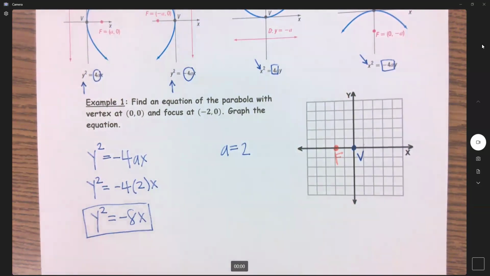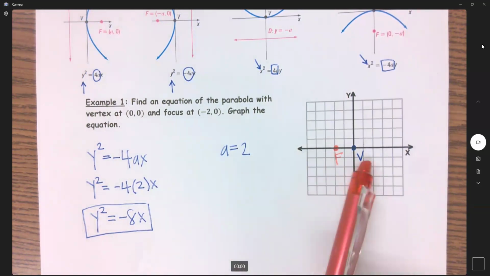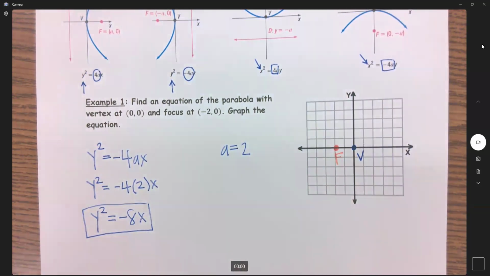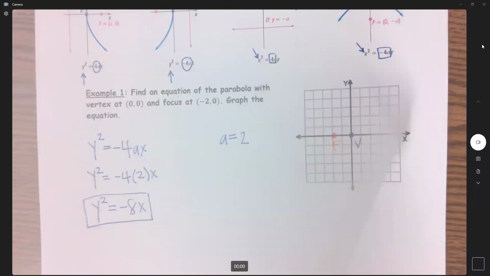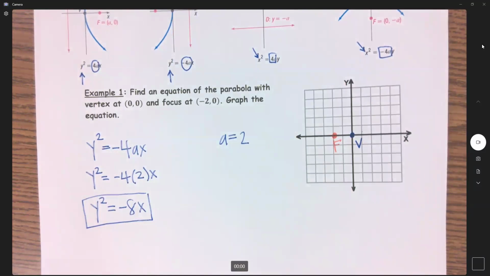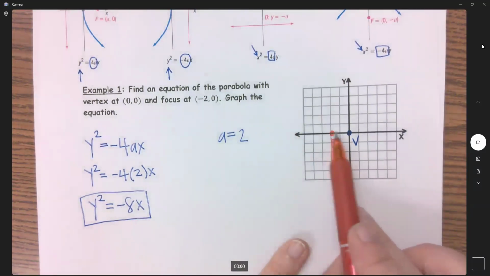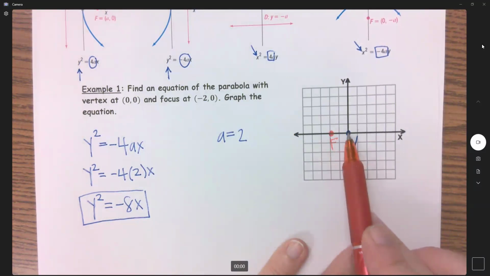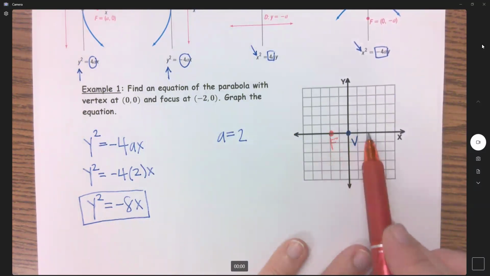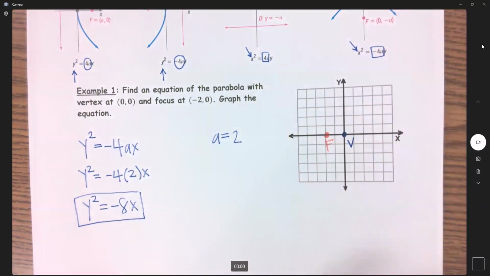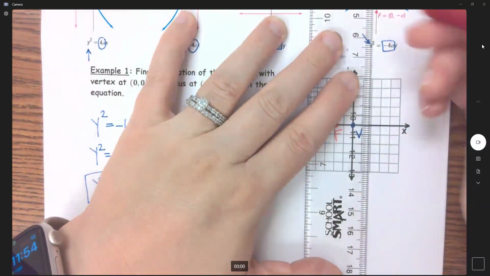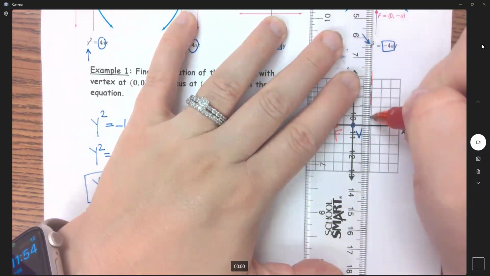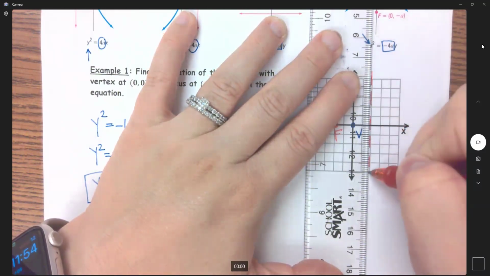So now we need to graph this. A doesn't just tell me the distance from my vertex to my focus. It also tells me the distance from my vertex to my directrix. So if I went 2 from the vertex to focus, 2 to the left, I'm going to go 2 to the right. And let's go ahead and make it a straight line. Here is my directrix line.